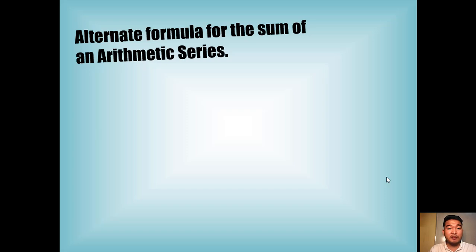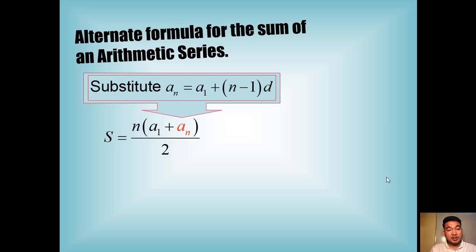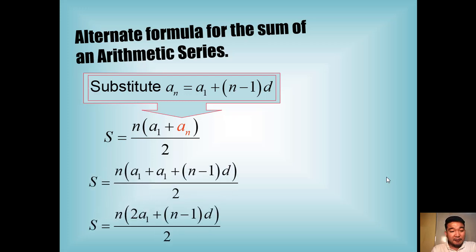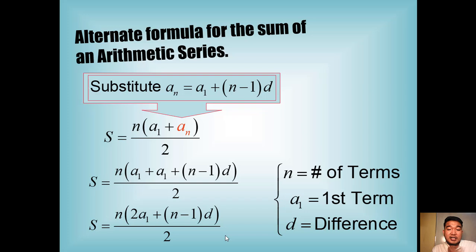So, alternate formula for the sum of an arithmetic series. So this is the alternate formula for it. So substitute a sub n equals a sub 1 plus n minus 1 times the common difference. So you will have S is equal to n times the quantity of 2a sub 1 plus n minus 1 times the common difference all over 2. So we may use this if the given value is the common difference, or we do not know what term is the last term of the series. So common difference is easier to solve, because you just have to subtract the two consecutive terms of the series. So n again is the number of terms, a is still the first term, and d is the common difference.